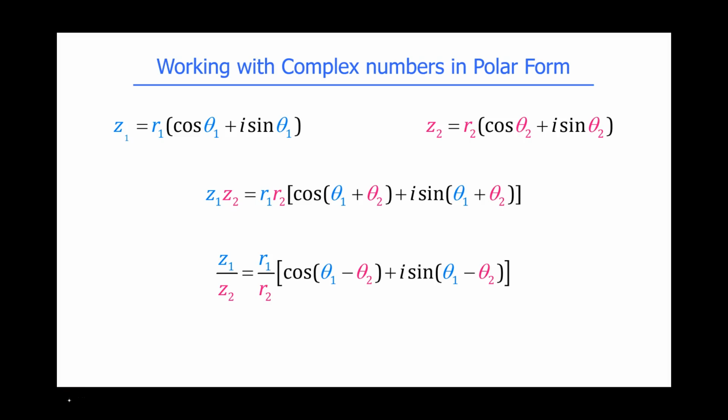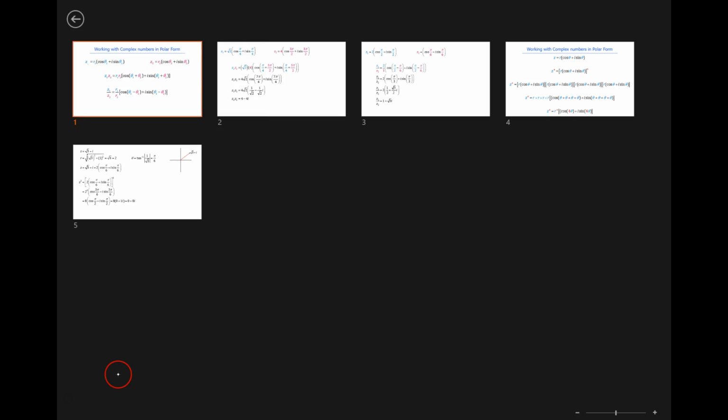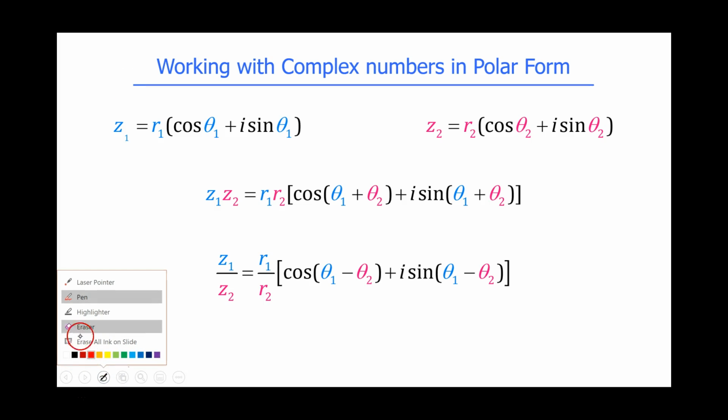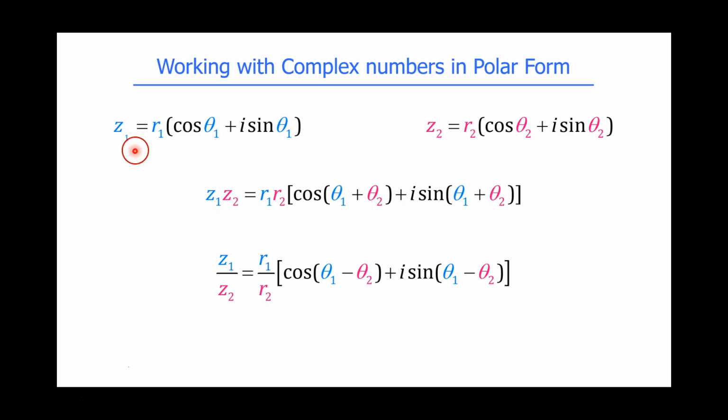Okay, so we're looking at complex numbers in polar form and what's the benefit of them. Well, one of the benefits is that it's a very easy way of multiplying complex numbers.